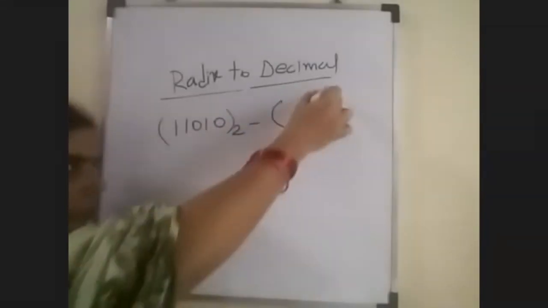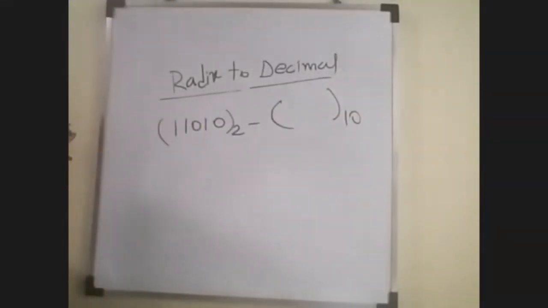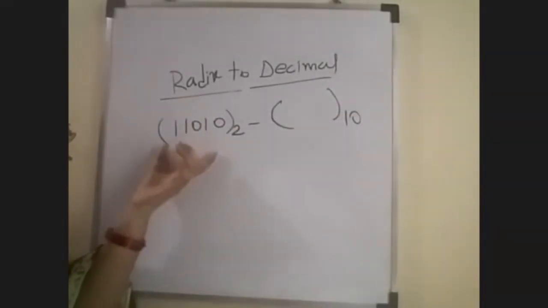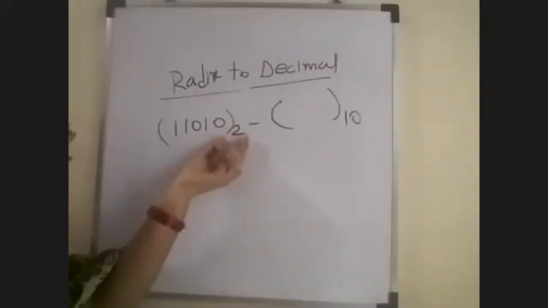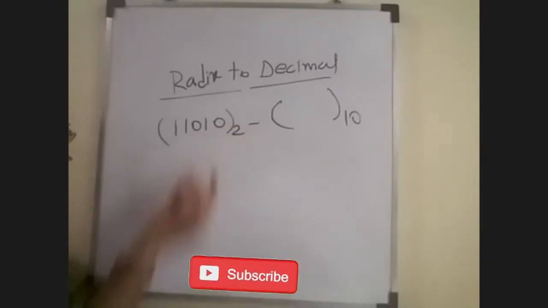11010. This is base 2, to convert into decimal. So radix to decimal means any radix to decimal. How will you solve the problem? We can multiply each and every digit by the power series of 2, that is the radix, and you can add those terms, right?